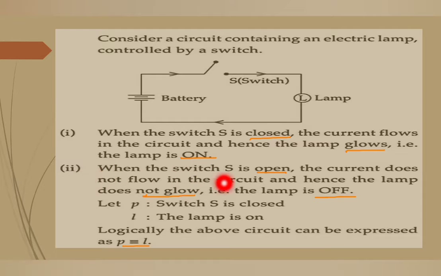Now when the switch is open, then current does not flow in the circuit and hence the lamp does not glow, that is the lamp is off. When this switch is open, current does not pass through the lamp, so the lamp does not glow. Let us write down the statements here. P: the switch is closed, and L means the lamp glows.